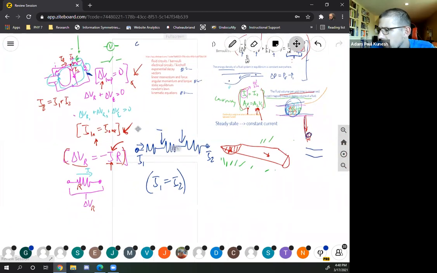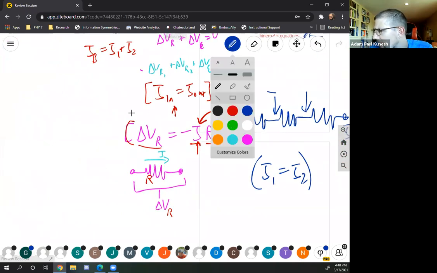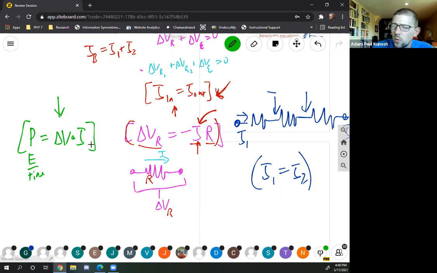Okay. Now the other thing that I wanted to talk about that was just kind of a quickie equation is, if I've got a section of circuit that acts as an equivalent resistor, then I could talk about the power dissipated by that circuit, which is energy per time. The power dissipated by that circuit is delta V times I. That's the power dissipated by a section of circuit that can be treated as an equivalent resistance. So delta V_R times I.